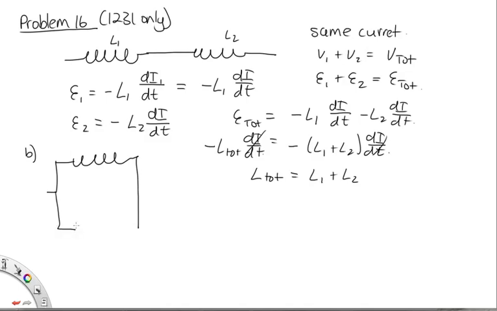Okay, part B, we're now asked a similar question, except that now our inductors are in parallel. So we've got L1 and L2. And our rules for parallel tell us that epsilon 1 is equal to epsilon 2, and that I1 plus I2 is equal to the total current flowing through here.